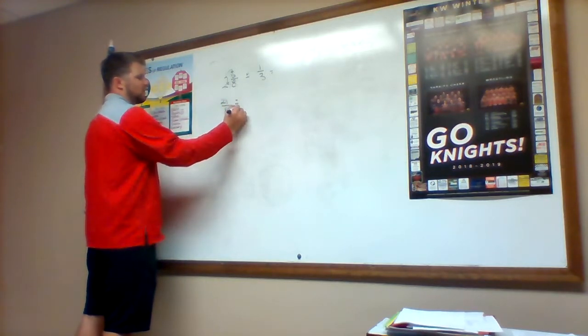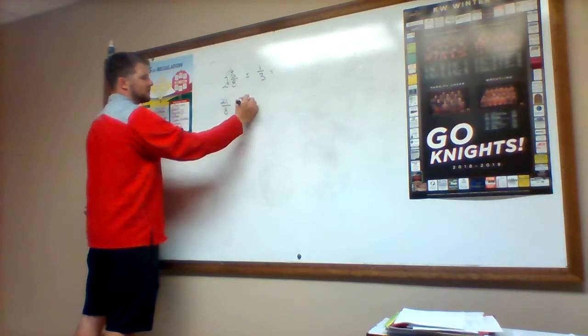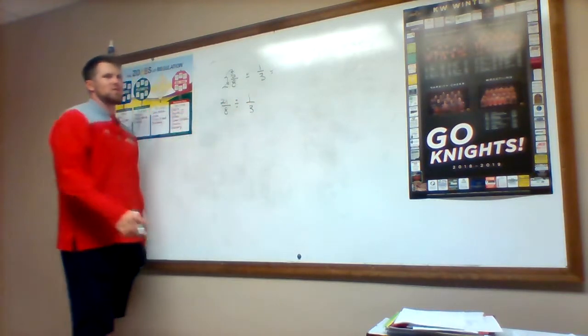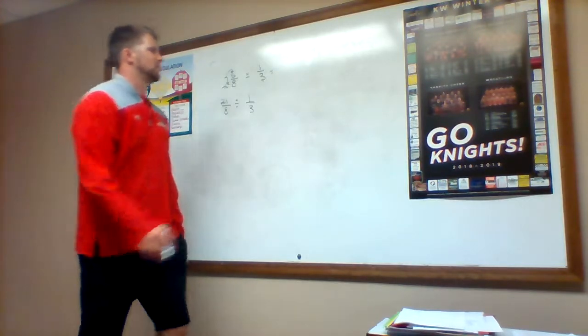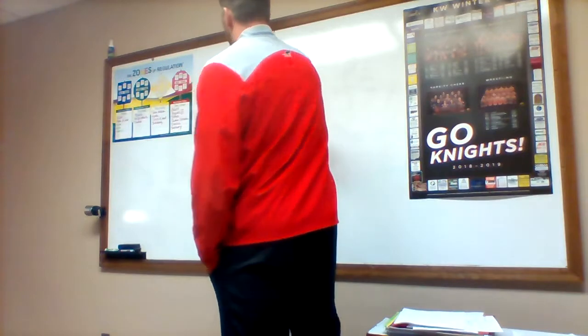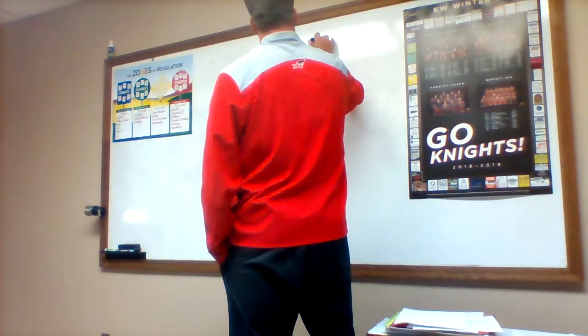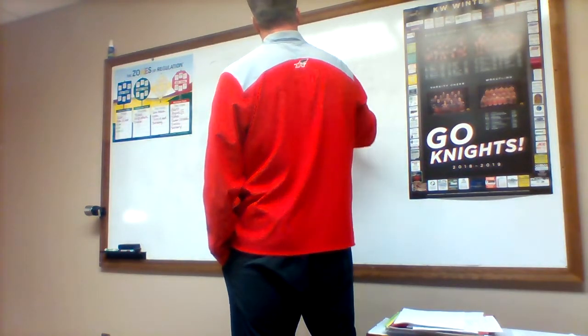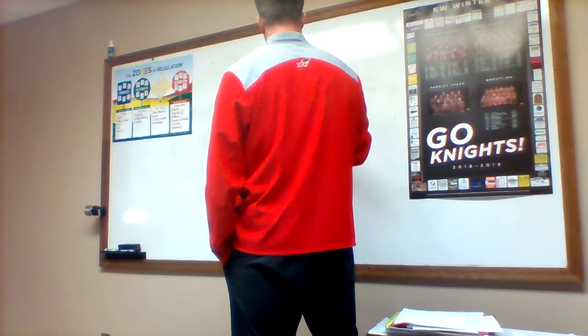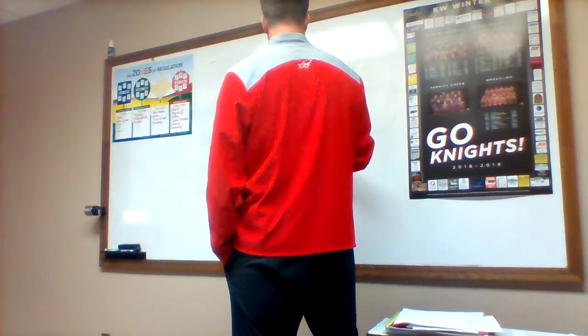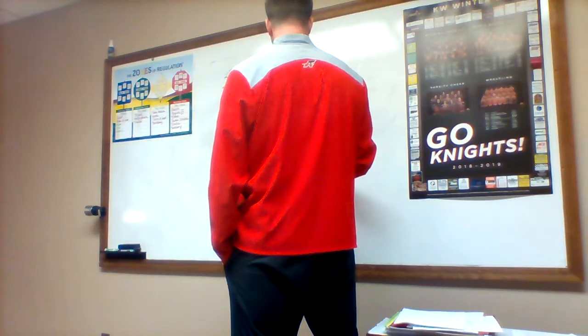Divided by, do we have to do anything to our 1/3? No, so that stays the same. Next thing we have to do is get a common denominator. So we have to find the multiples of each. Multiples of 3 are 3, 6, 9, 12, 15, 18, 21, 24, 27 and 30, very good.